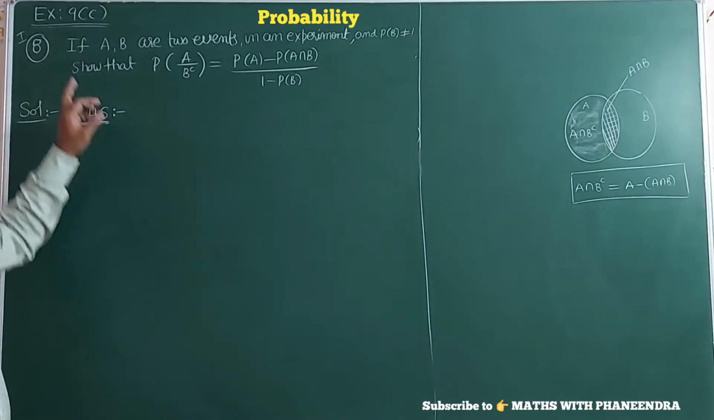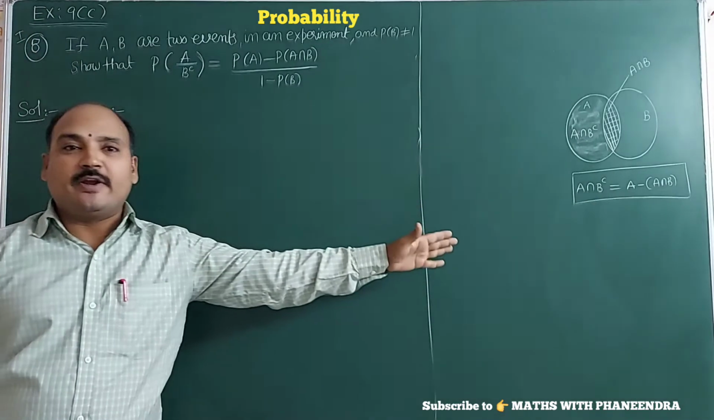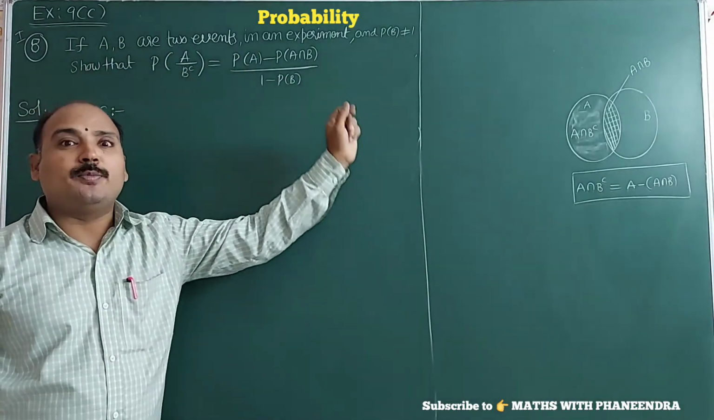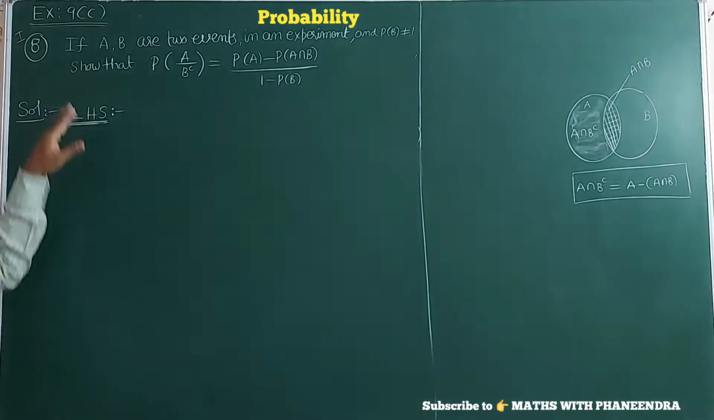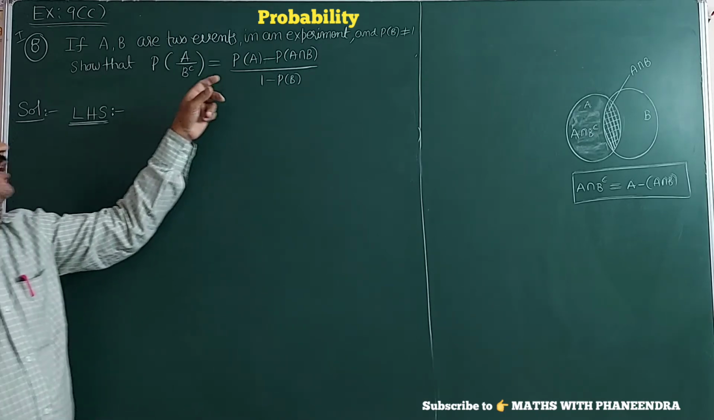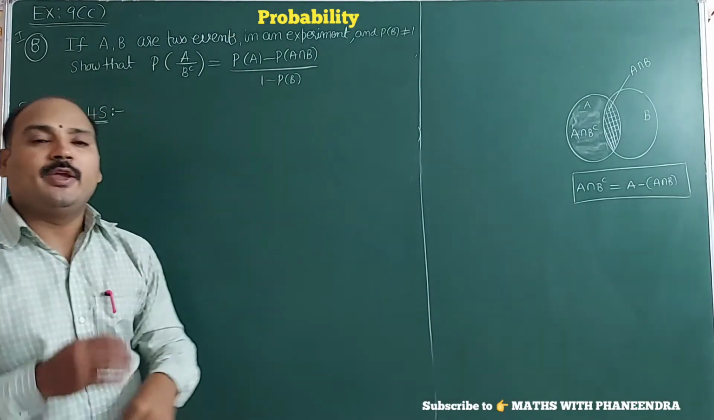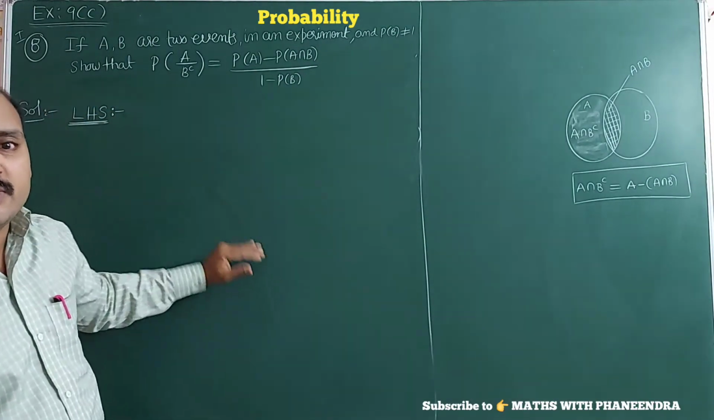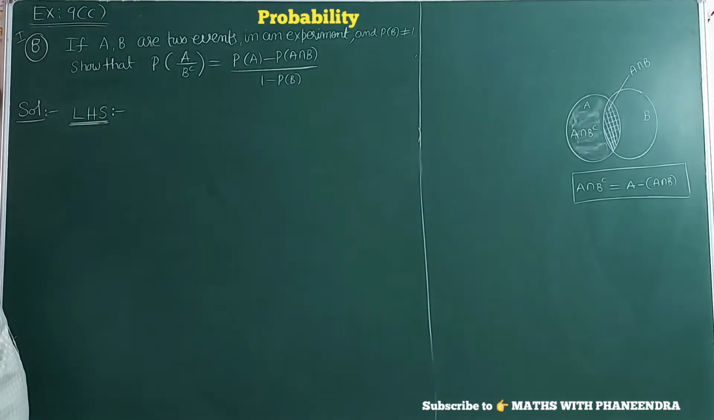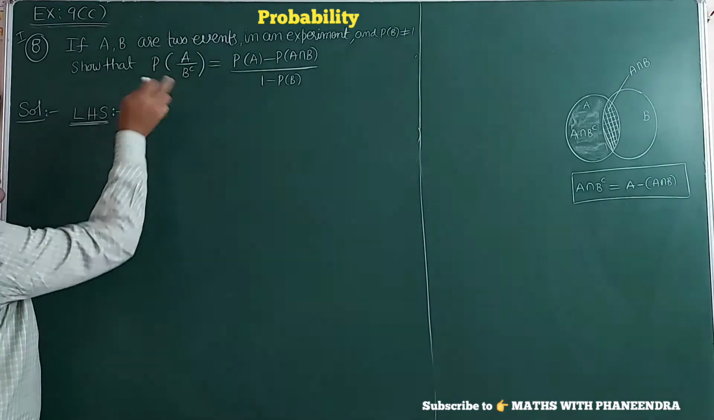Question number 8 in the first bit, exercise 9C. This is also related to this Venn diagram only. If A, B are two events in an experiment and P of B should not be equal to 1, show that P of A given B complement equals P of A minus P of A intersection B by 1 minus P of B. It may come for 2 marks or 4 marks, dear students. So A, B are two events in the experiment and P of B should not be equal to 1 is given. Show that P of A given B complement.